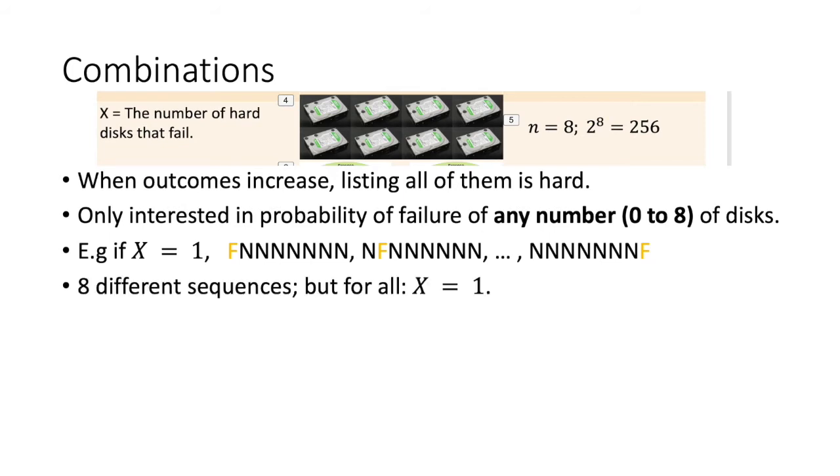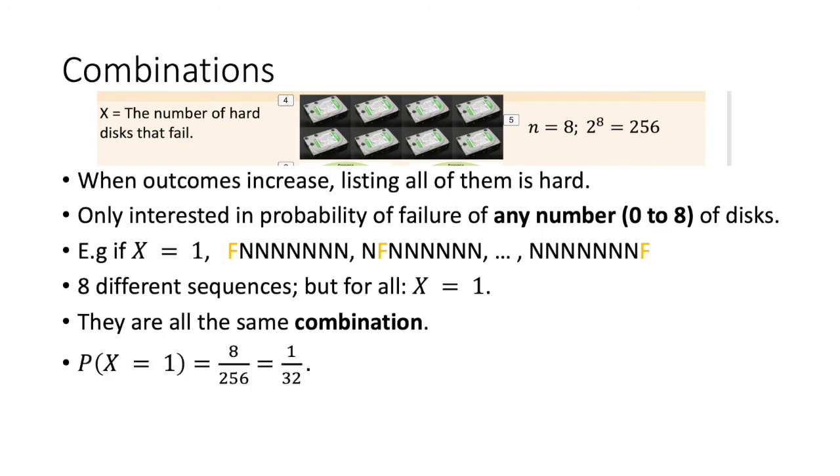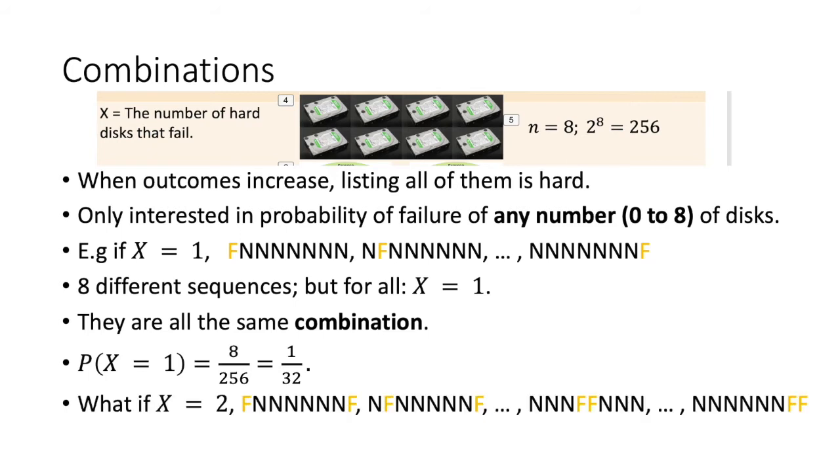Therefore, we can say that all these sequences represent a single combination. Now, since there are 8 different ways to represent this one combination, the probability of seeing this combination is 8 over 256, where 256 is the total number of unique sequences.